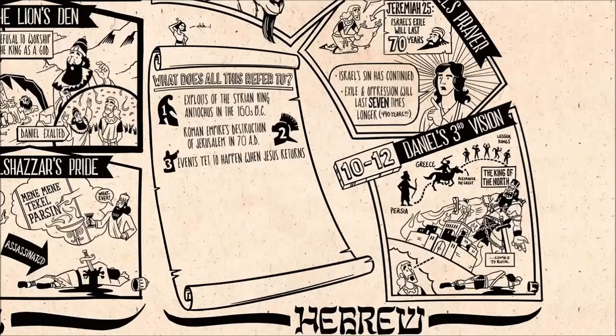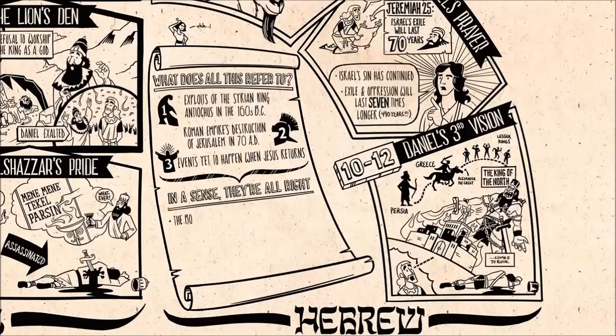Now the problem is that the symbols and the numbers, they don't quite match any of these views perfectly. But it opens up the possibility that in a sense they are all right. The book of Daniel has been designed to offer hope to all future generations of God's people. It did so in the days of Antiochus' empire, and it has ever since.